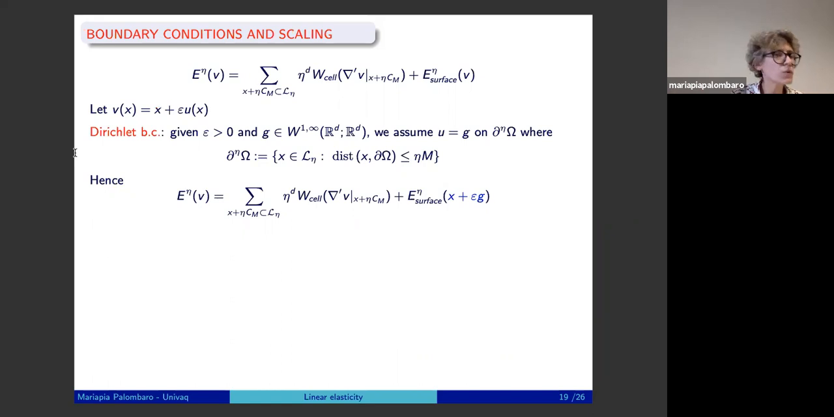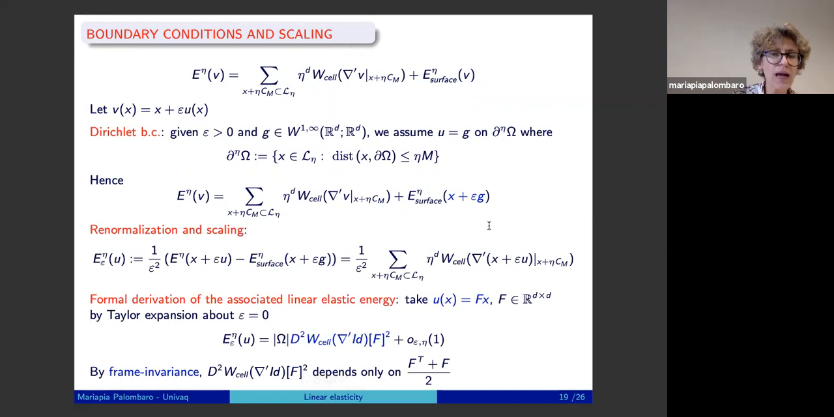Okay, now let's come to the Dirichlet boundary condition. We assign a boundary condition on a portion of the boundary or even on the whole boundary. Now let's stick to the case of the whole boundary, so that the surface term only depends on the boundary term, and so it can be neglected. So we can renormalize and scale the energy so that we are left only with this bulk term.